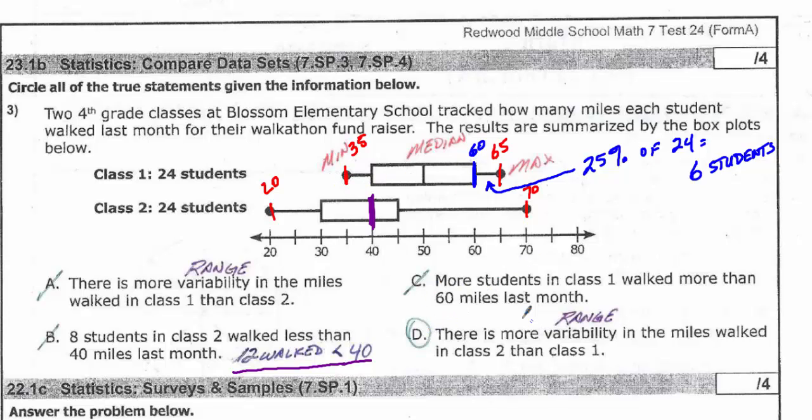And finally, D is true, more variability or a greater range in Class 2 than 1. We discussed that in problem A. Class 2 goes from 20 to 70, whereas Class 1 only goes from 35 to 65.